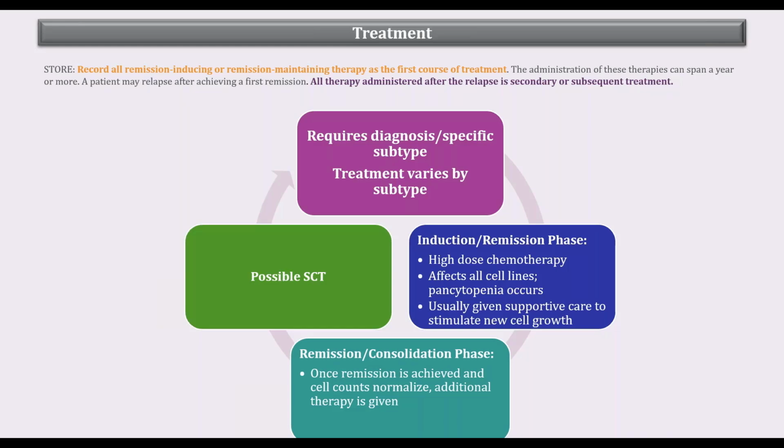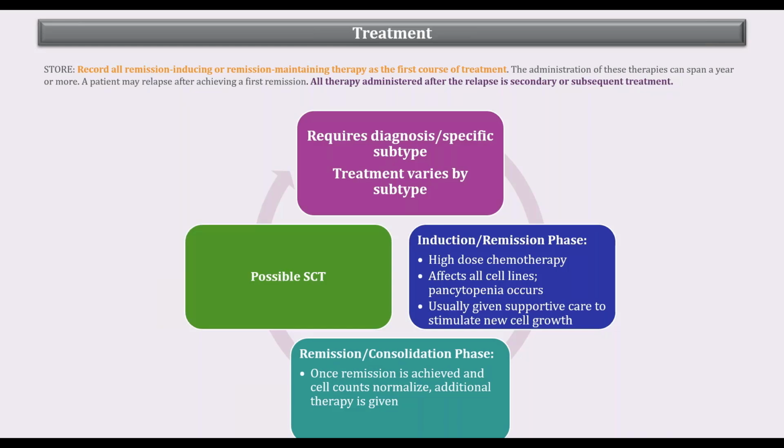And so a patient may have a relapse after achieving that first remission. It's at this point that all therapy administered to the patient after the relapse would be secondary or subsequent treatment. So make sure that you have note of that, and you are collecting all of the treatments, that's important for these cases. So we don't want to use our rules for solid tumors that we're usually using, where a change in a drug class would be subsequent. That is not true with these leukemias, so we have to be careful with that.